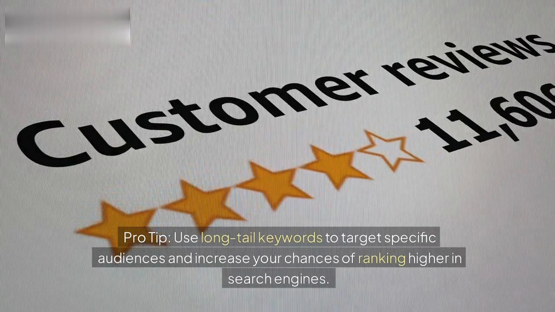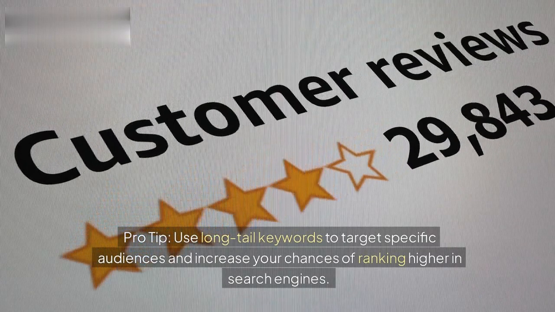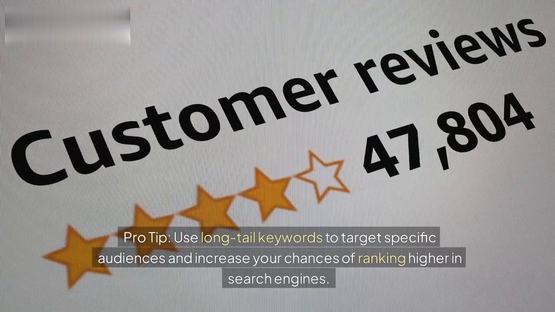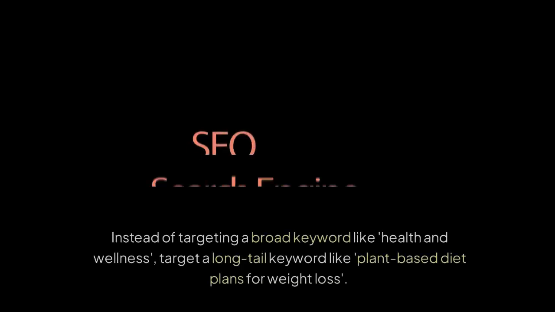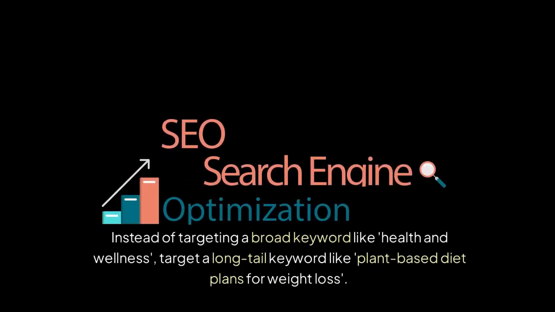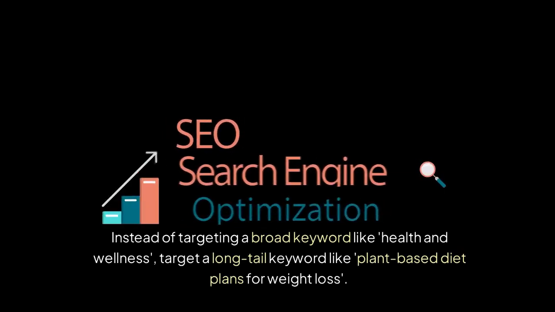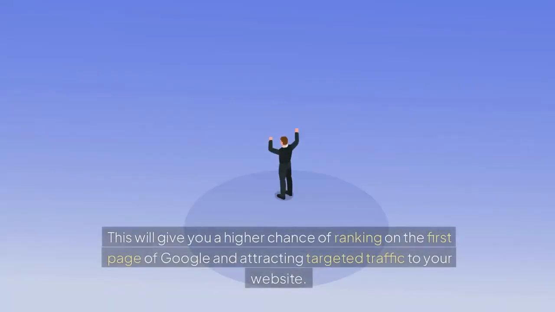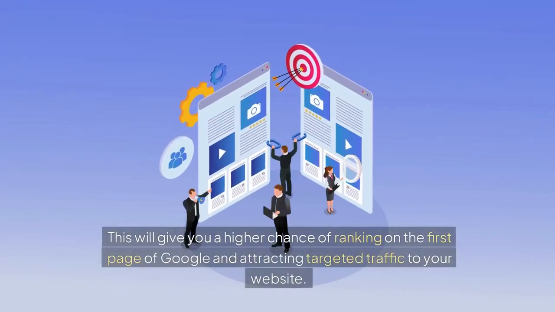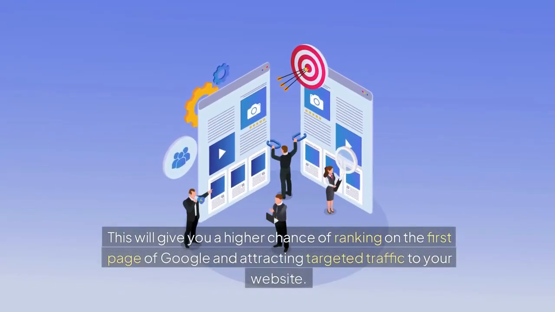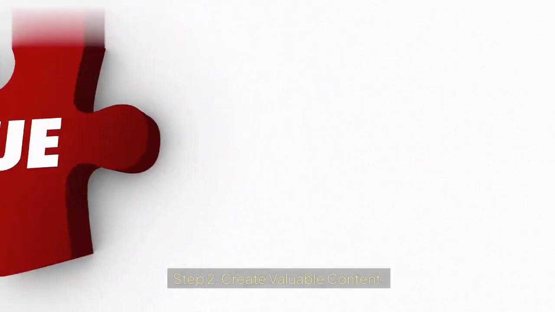Pro tip: use long-tail keywords to target specific audiences and increase your chances of ranking higher in search engines. Instead of targeting a broad keyword like health and wellness, target a long-tail keyword like plant-based diet plans for weight loss. This will give you a higher chance of ranking on the first page of Google and attracting targeted traffic to your website. Step 2.